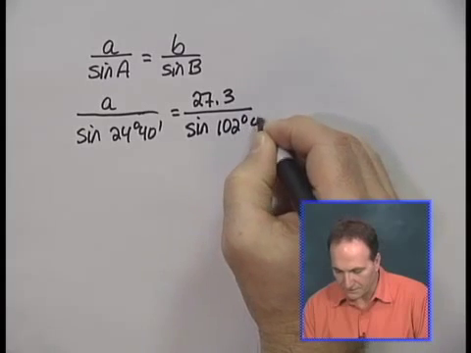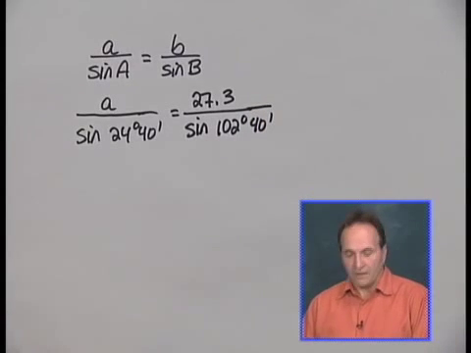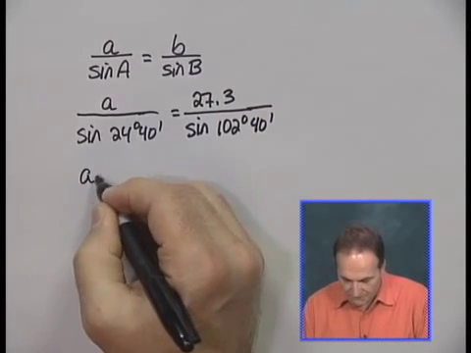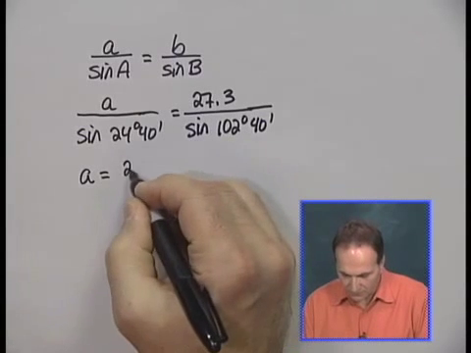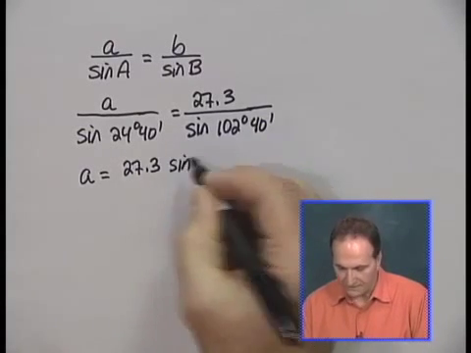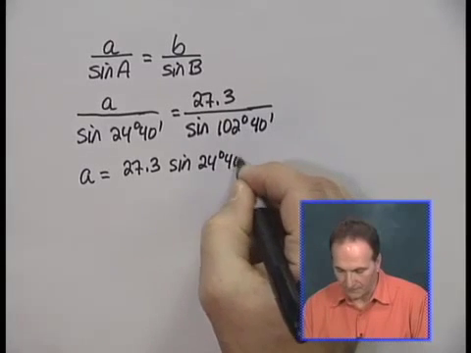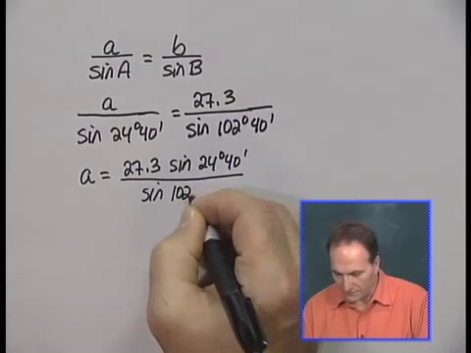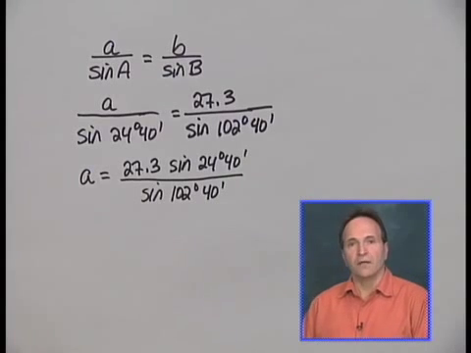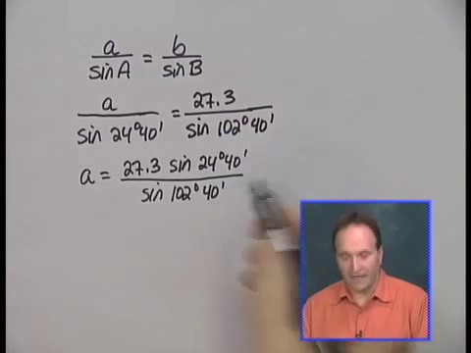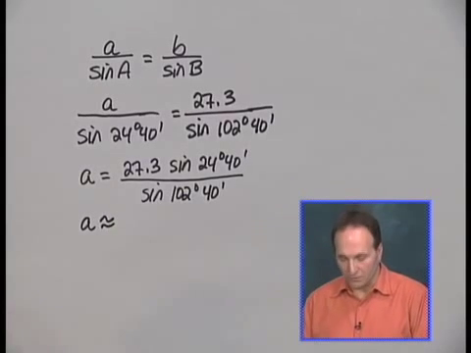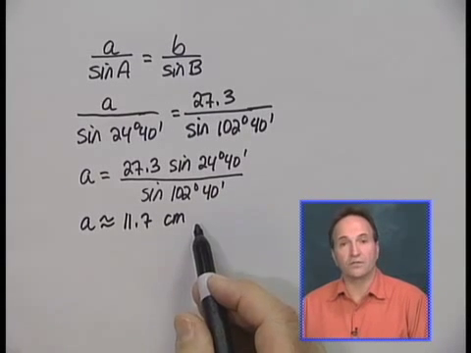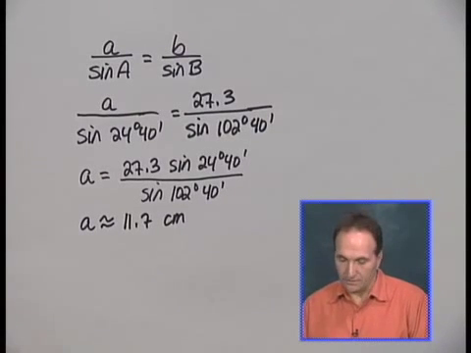102 degrees 40 minutes. We multiply both sides by the sine of 24 degrees 40 minutes, and that will give us that A is equal to 27.3 times the sine of 24 degrees 40 minutes divided by the sine of 102 degrees 40 minutes. We evaluate that using a calculator. We'll find that A is approximately equal to 11.7 centimeters.